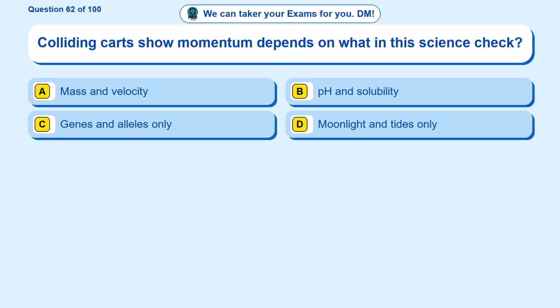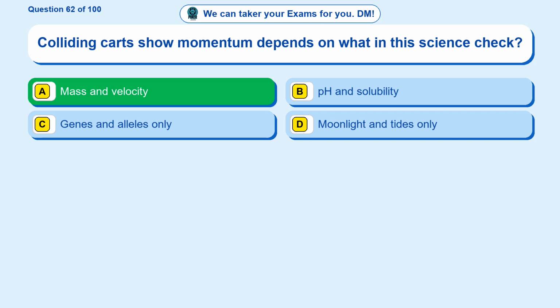Question 62. Colliding carts show momentum depends on what in this science check? Option A, mass and velocity. Option B, pH and solubility. Option C, genes and alleles only. Option D, moonlight and tides only. The correct answer is option A.